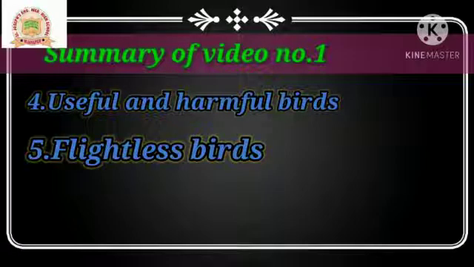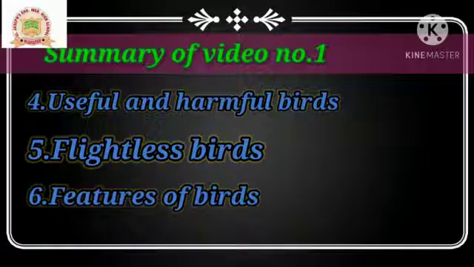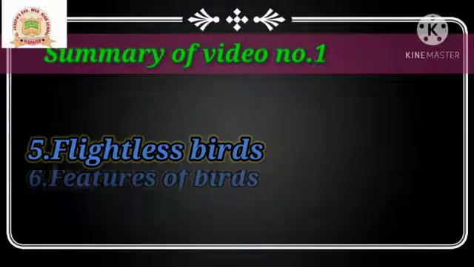Next we discussed flightless birds, the birds which do not fly. These birds are called flightless birds. For example, penguin, emu and ostrich. Next we discussed the features of birds. Birds have hollow bones, and because of the hollow bones, their weight is very low. Their body is arrow or streamline shaped, pointed at both ends. And birds have feathers and wings. Because of these characteristics, birds can easily fly in the sky.